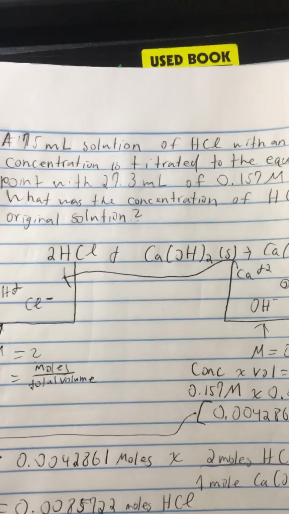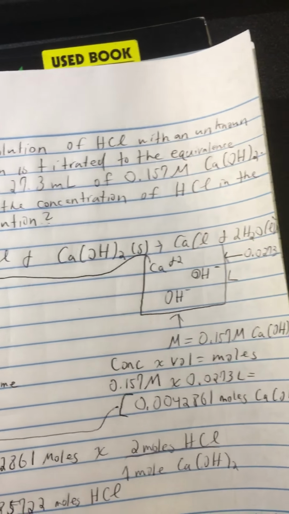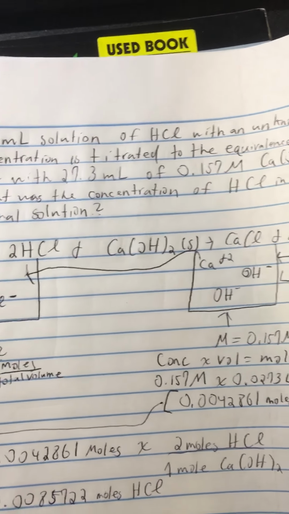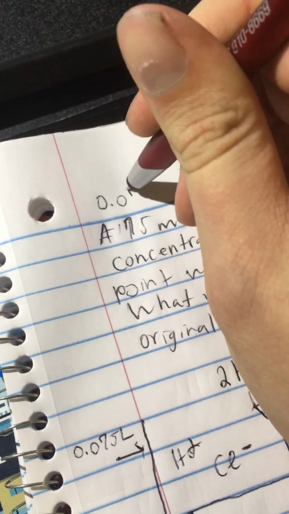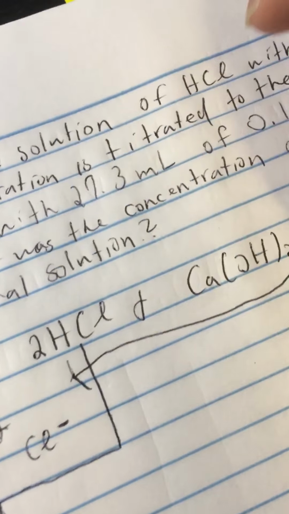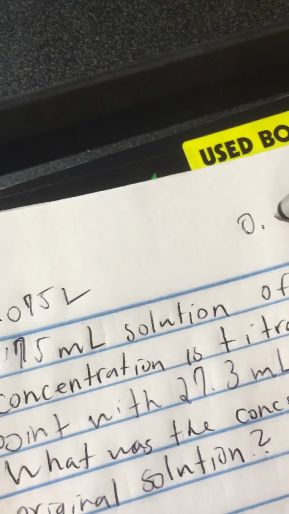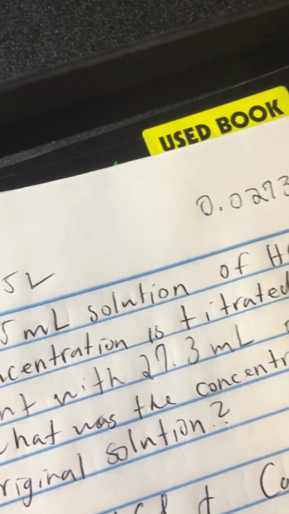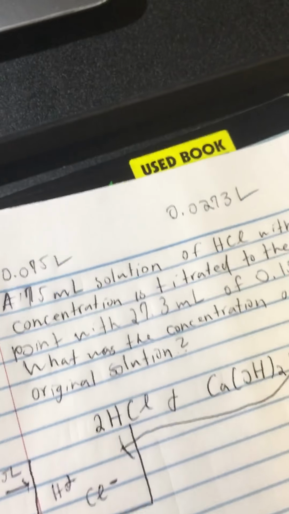Here you can see the balanced equation. It is important to note that, unless stated otherwise, everything in this equation is aqueous. The first thing I would most certainly do is convert the milliliters to liters. So this 75 milliliters will become 0.075 liters, and this 27.3 milliliters will become 0.0273 liters. Now that that's out of the way, let's move on.